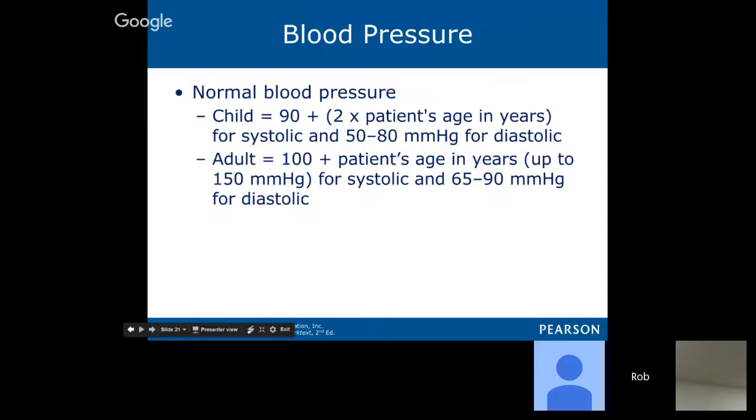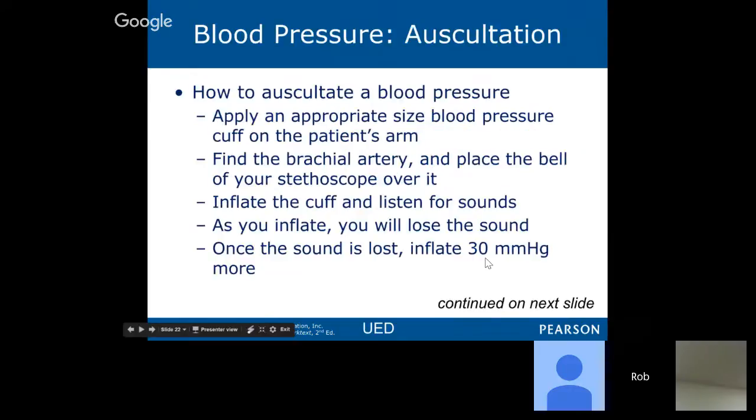So let's see if mine's normal. I think I remember 128. I'm good to go. I have all the way up to like 130, 138, for systolic and 65 to 90 for diastolic. I would know that. Did it just change again?